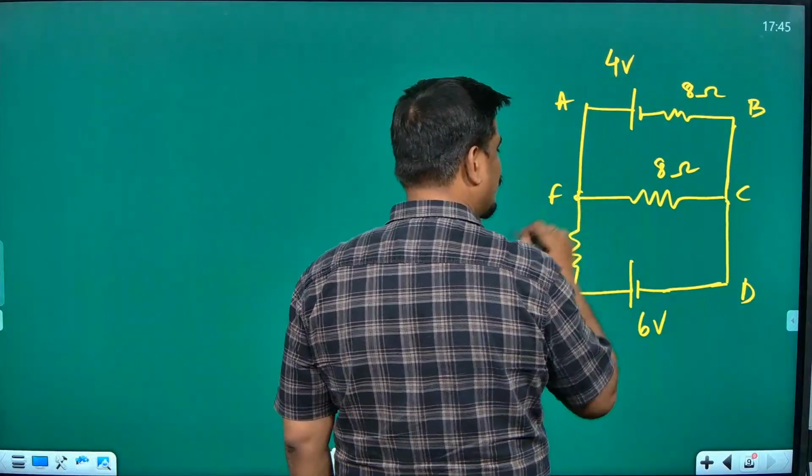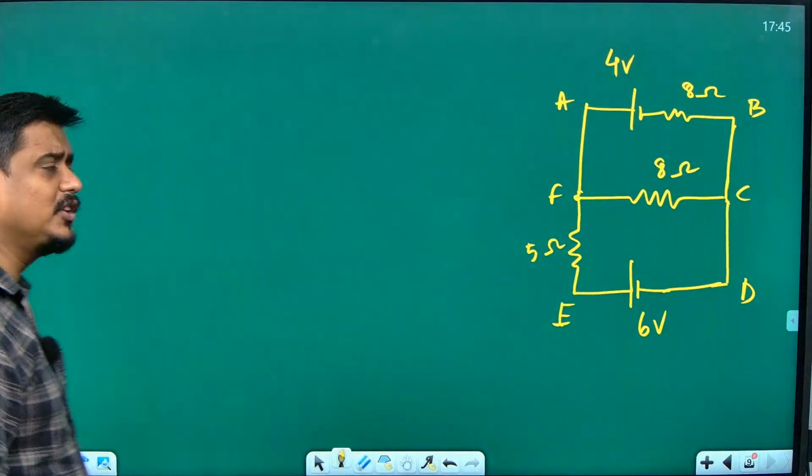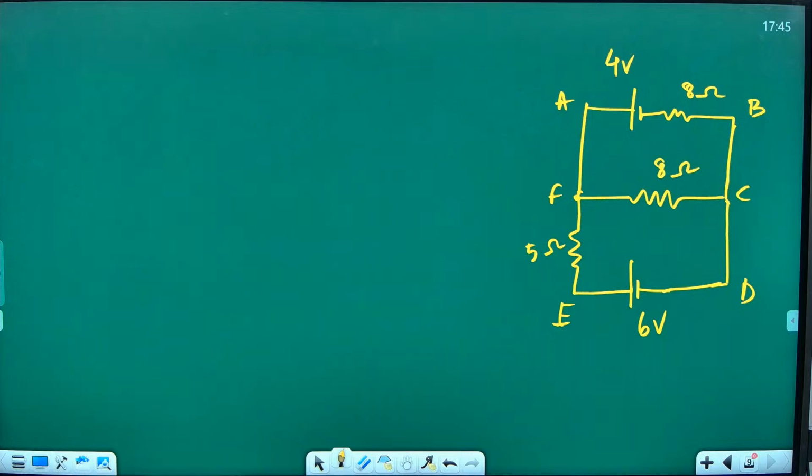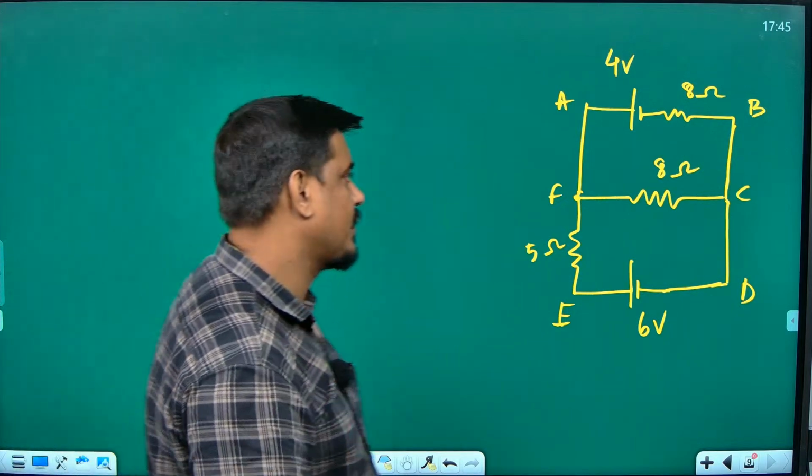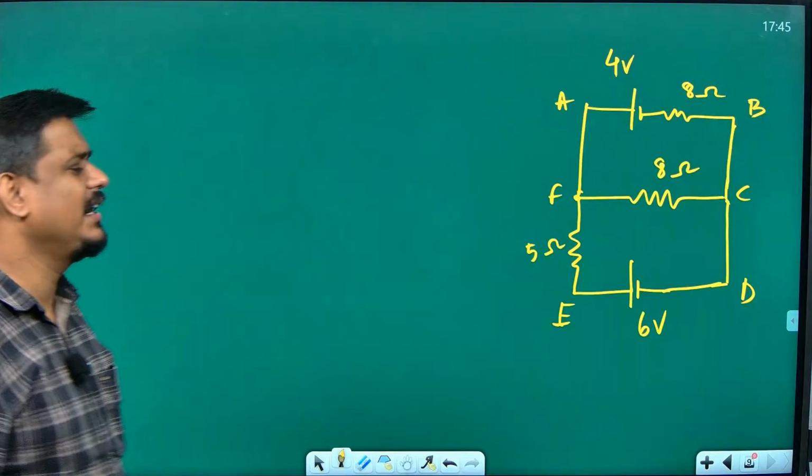Everybody, using your knowledge of Kirchhoff law, solve this question. I'll help you if you are not able to solve. Give a try. They're asking you to find the current in each branch.